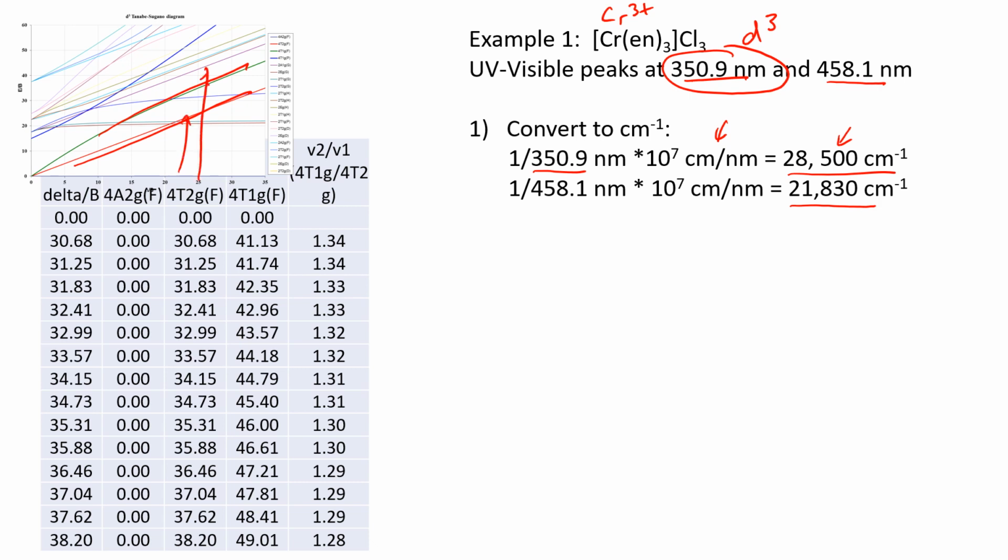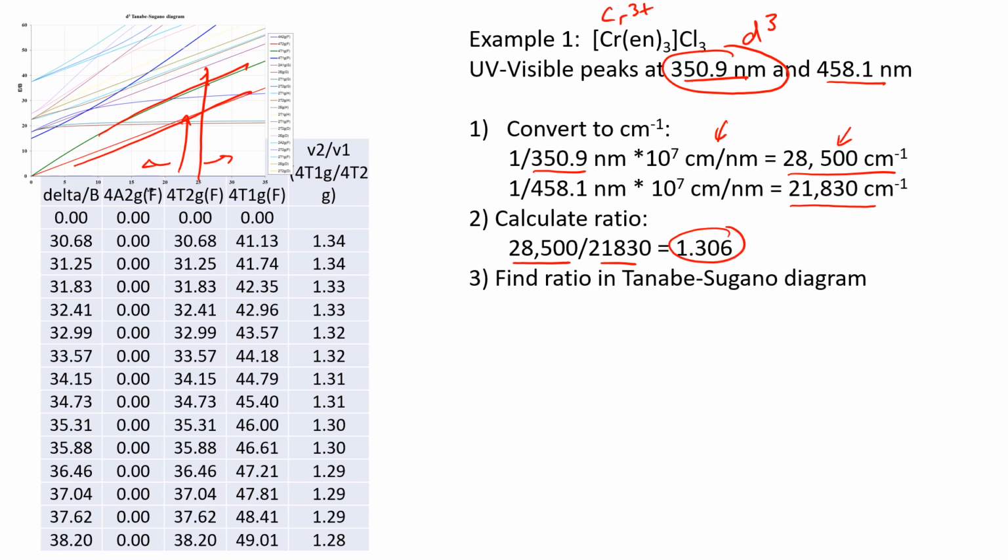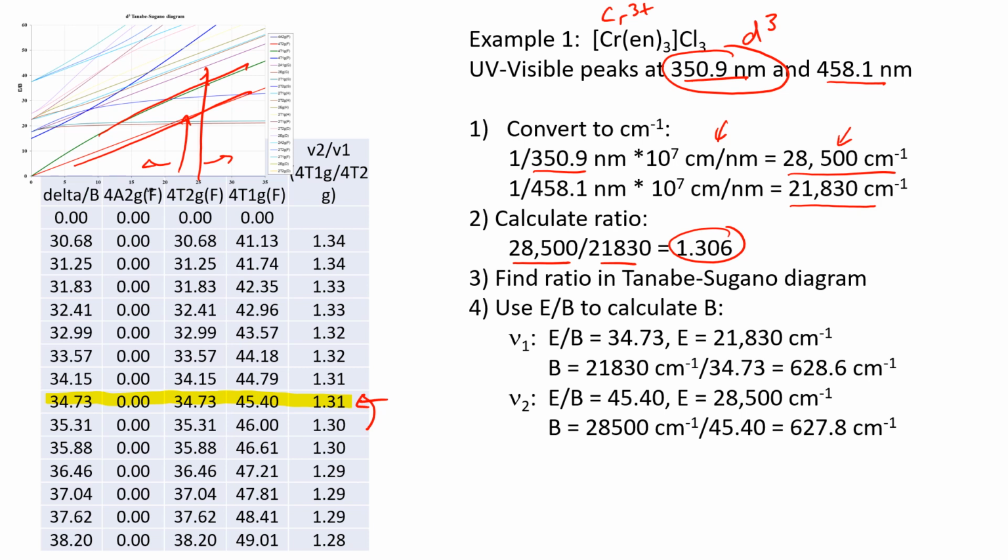Those again correspond to these 2 energies in this Tanabe-Sugano diagram, but we don't yet know where we are in this x-axis. So the next step is to calculate the ratio. The ratio is just the large number divided by the small number, giving us 1.306. Now we find that in the Tanabe-Sugano diagram, which is extremely zoomed in with not enough significant figures shown, but 1.306 is somewhere in the range between 1.30 and 1.31. Just for the sake of this problem, we're going to use this line. I'm going to go ahead and highlight it here. These are going to be the different values we're about to use. So the next step is to calculate that Racah parameter B.